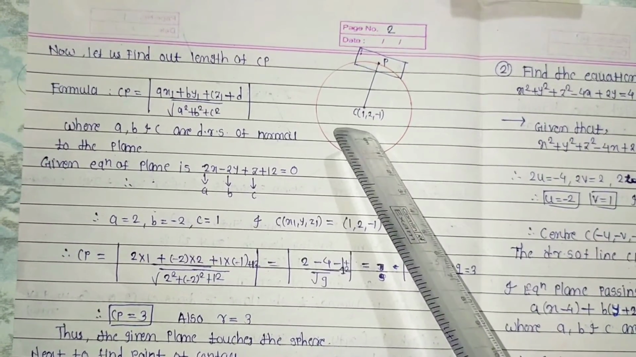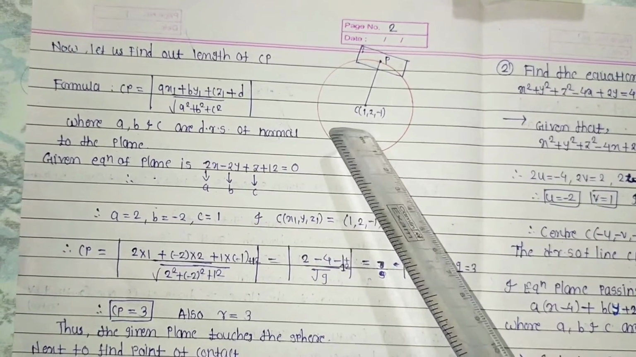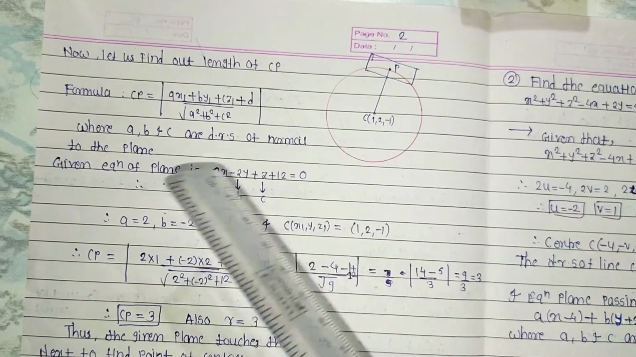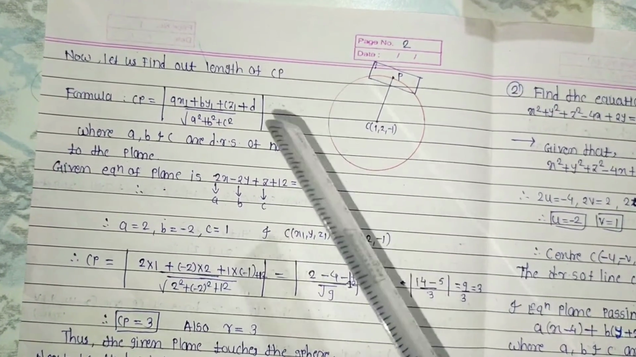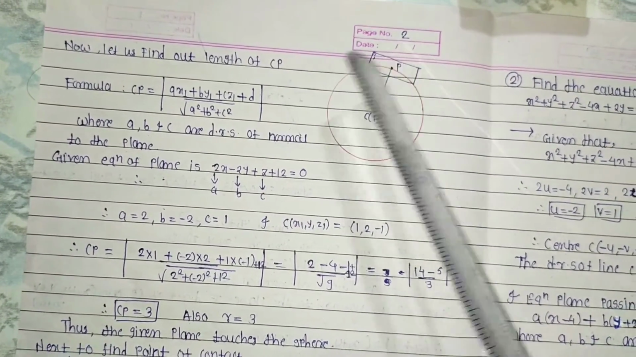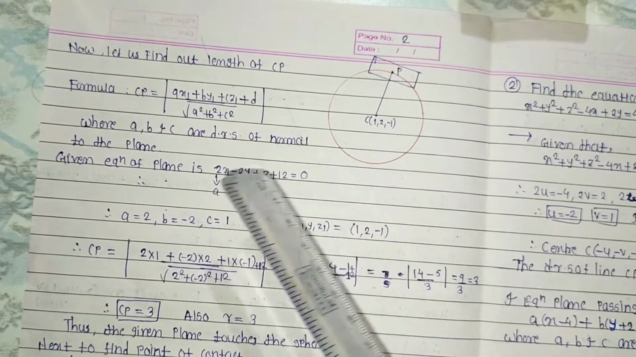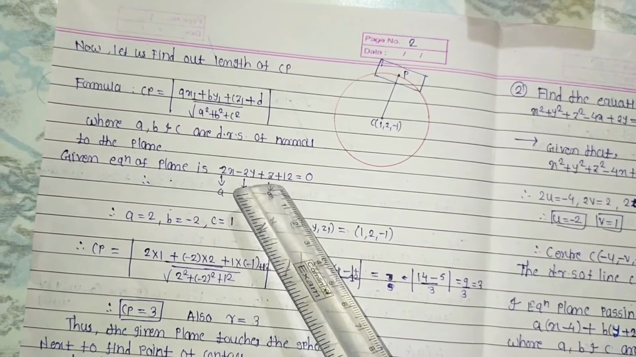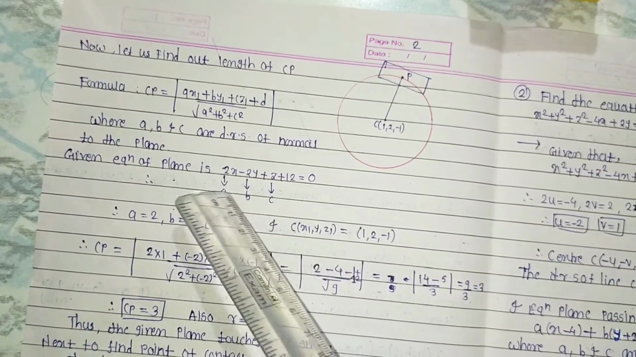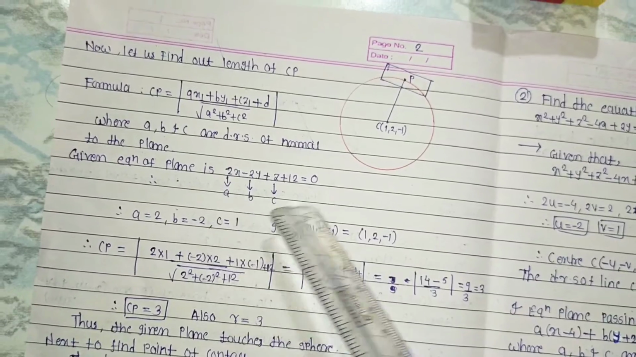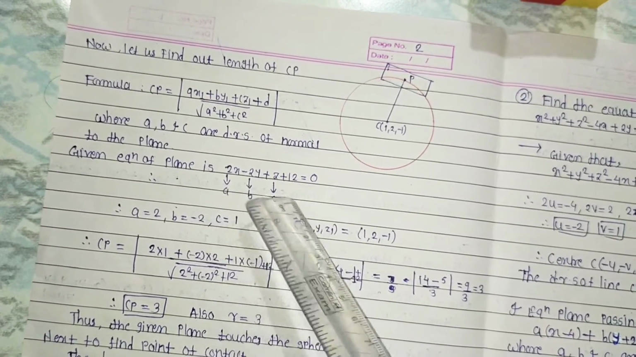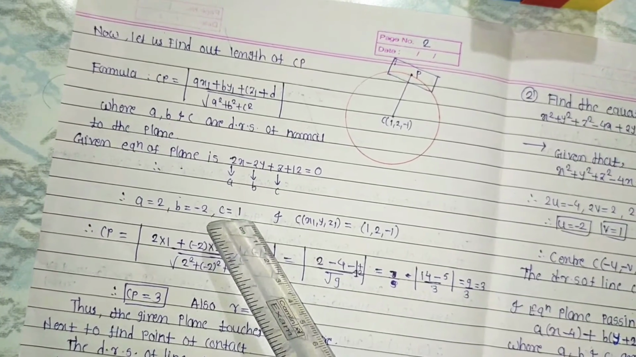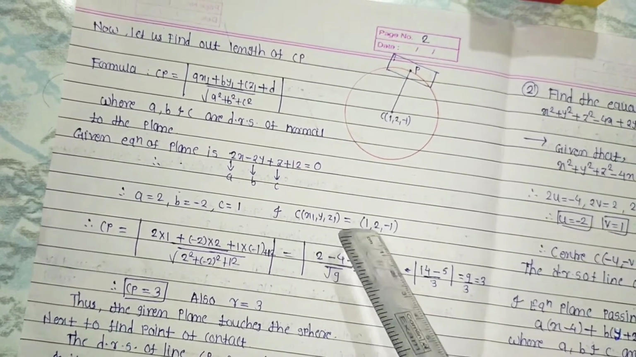We already know the values of x1, y1, z1, that is 1, 2, minus 1, and a, b, c are the DRS of the normal to the plane. So the equation of the given plane is 2x minus 2y plus z plus 12 is equal to 0. That means the coefficients of x, y, z represent the DRS. Therefore the values of a, b, c are 2, minus 2 and 1, and the center x1, y1, z1 is 1, 2, minus 1.